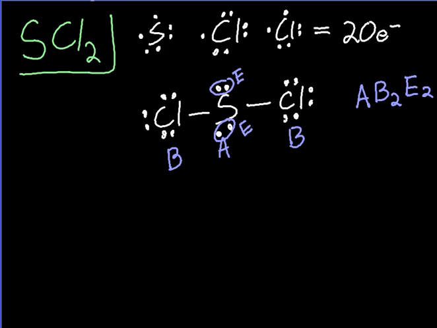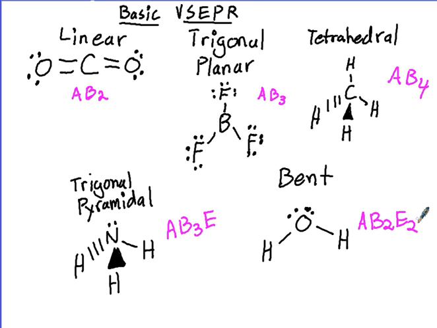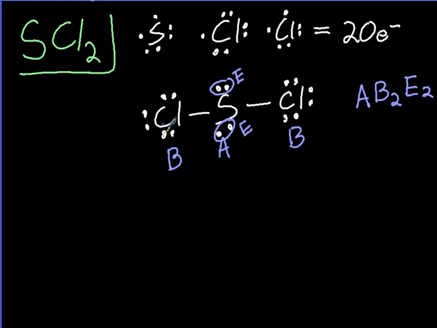Now going back to that chart, A, B2, E2, here it is. So this is a bent molecule. What's happening is that these electrons are pushing down these bonds. Remember, VSEPR stands for valence shell electron pair repulsion. The electron pair repulsion part is seen here, where these 2 electron pairs are repulsing, pushing down these bonds, and that creates a different bond angle than you would normally see. So that's just a basic way. This one came out to be bent.